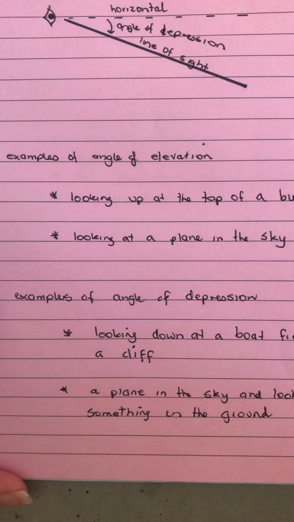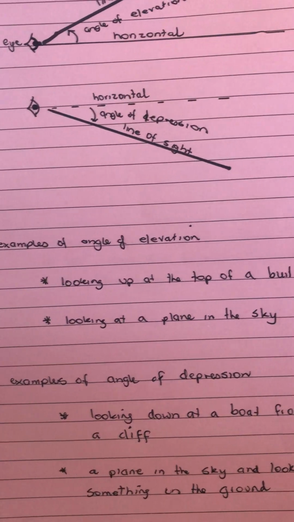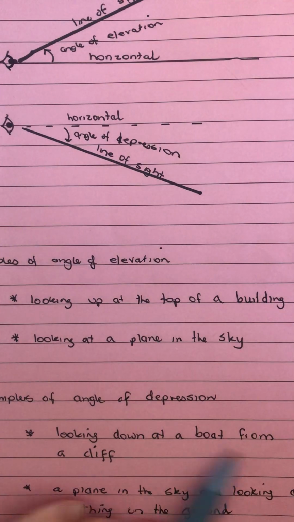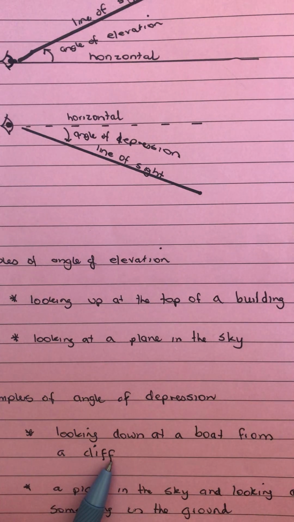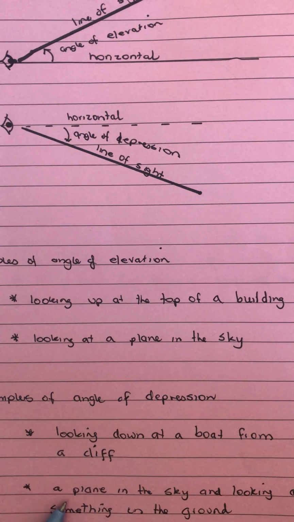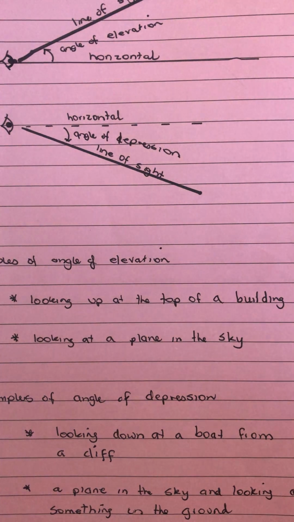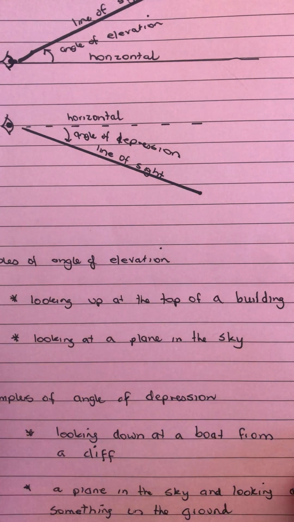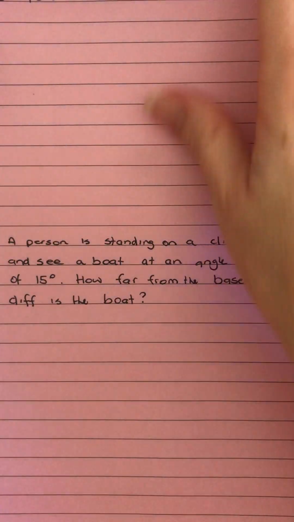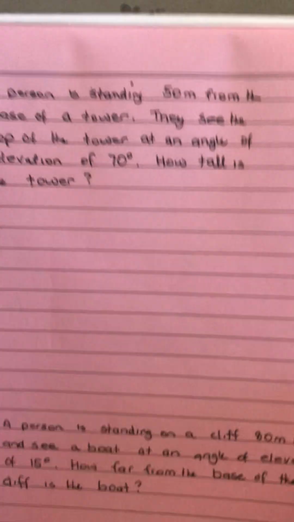When you've got your angles of depression, you're looking down at something. So you might be looking down at a boat from a cliff, which is a pretty classic type that you might see. The other thing, you might be a plane in the sky looking at something on the ground. So you're looking down at something. With our angles of elevation, we're looking up at something. So I've got two examples to look at with those types of questions.